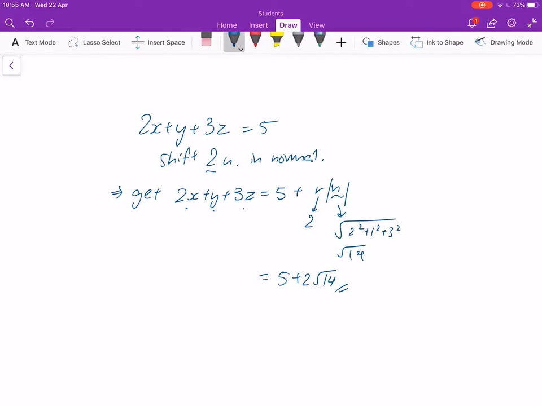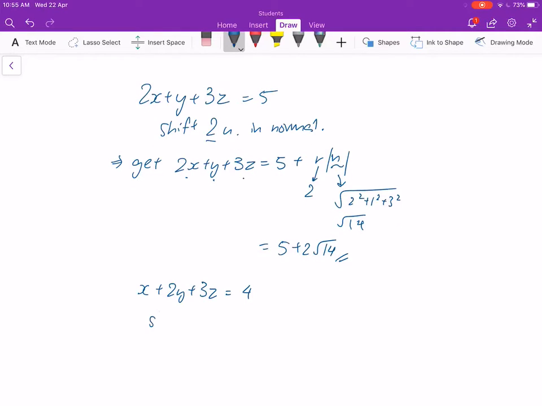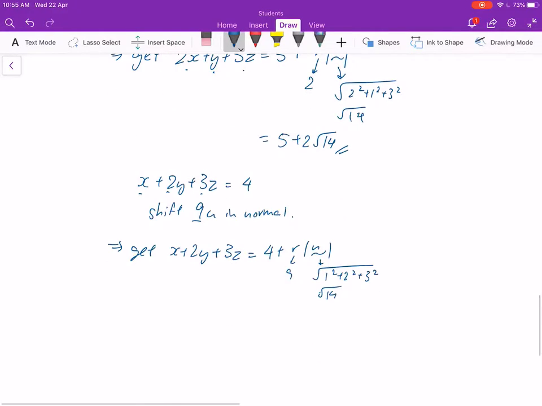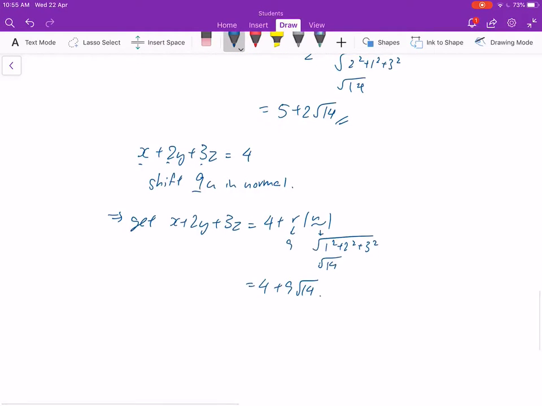One more example. Okay. So let's do 1, 2, 3. Maybe 4. And let's say we want to shift 9. Copy paste. Again, R. This, right? This is 9 given here. This one we calculate by the coefficients. Oh, turns out to be the same. Square root 14. That's it.